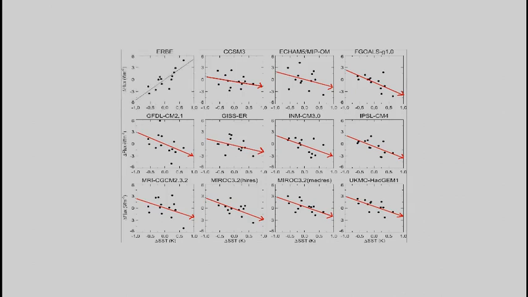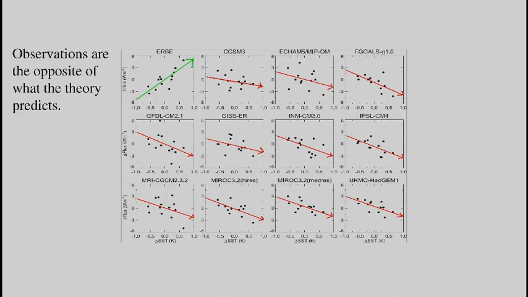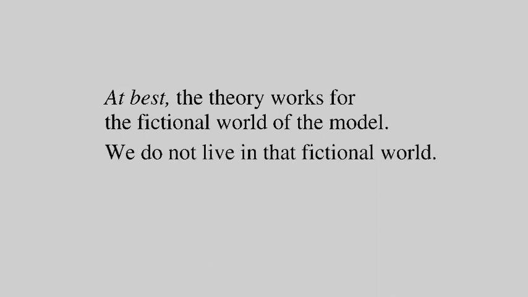Meanwhile, we have several decades of satellite data that measures this radiation. It shows that the rate increases about 3 times what greenhouse gas theory predicts it should decrease. So again, observations are the opposite of the predictions, and we must again conclude that the theory is incorrect. At best, we can say that the theory works for the fictional world of the model. But we do not live in that fictional world.